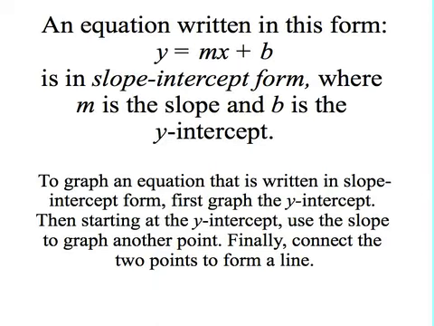To summarize, an equation written in this form, y equals mx plus b, is in slope-intercept form, where m is the slope and b is the y-intercept. To graph an equation that is written in slope-intercept form, first graph the y-intercept, then starting at the y-intercept, use the slope to graph another point. Finally, connect the 2 points to form a line.